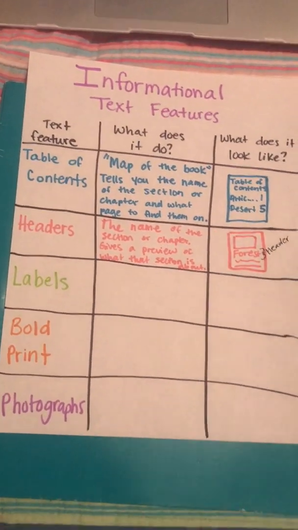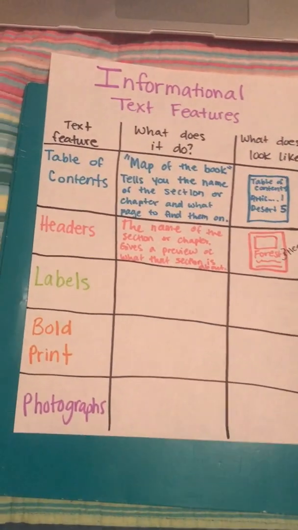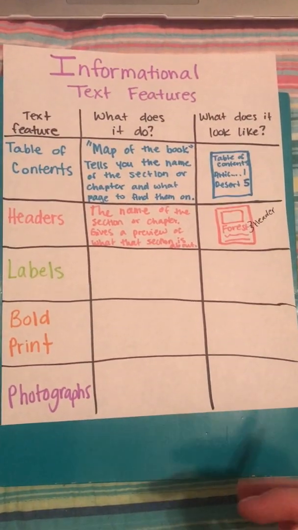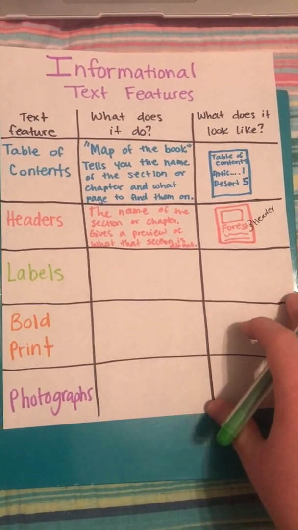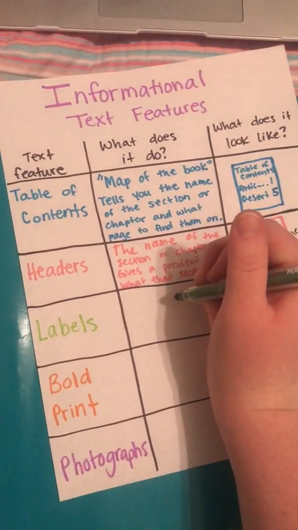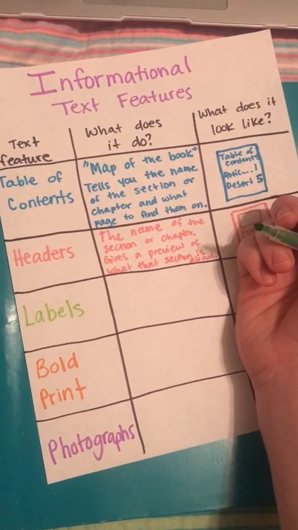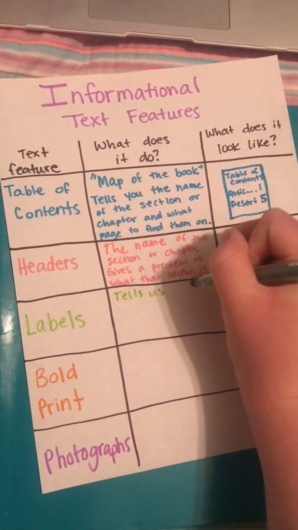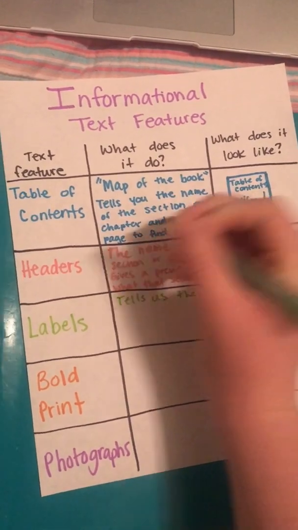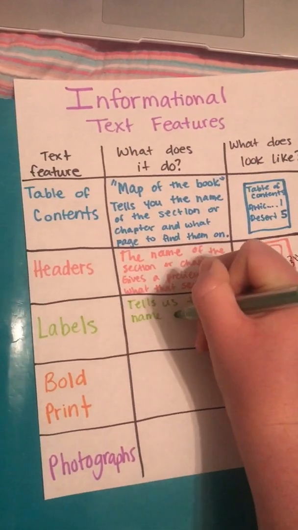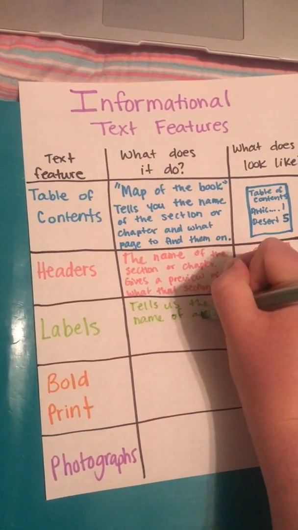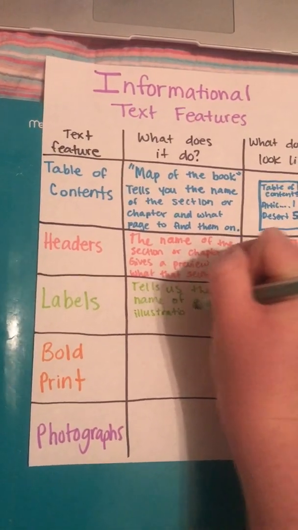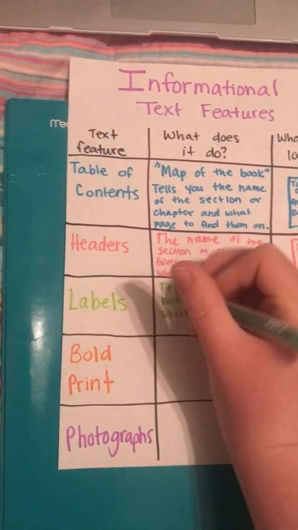And so our next text feature we're going to talk about today is labels. Now we're all so familiar with labels because we label our pictures, and we have seen labels in books before, but labels tell you the name of an illustration or photograph. So it tells us the name of an illustration, so a picture, an illustration, or a photograph.